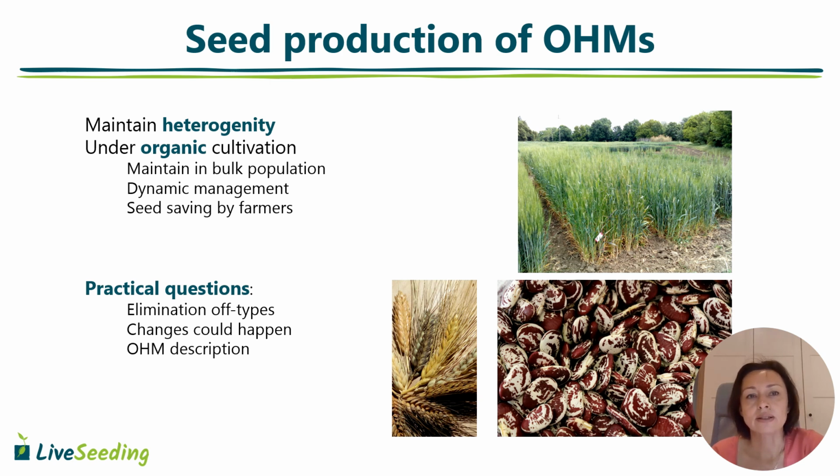Regarding the maintenance of heterogeneity, a crucial step is the elimination of off-types. Plants with different characteristics or even different species must be removed from the material during the seed production process. Due to the genetic diversity and dynamic nature of OHM, changes in its characteristics are expected over time. Therefore, maintenance is only required when possible. A phenotypic and agronomic description of the OHM can serve as a useful guideline for its maintenance if and when it is needed.